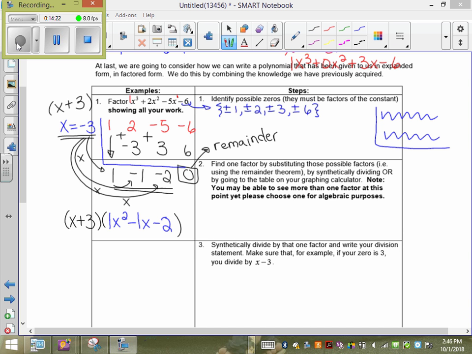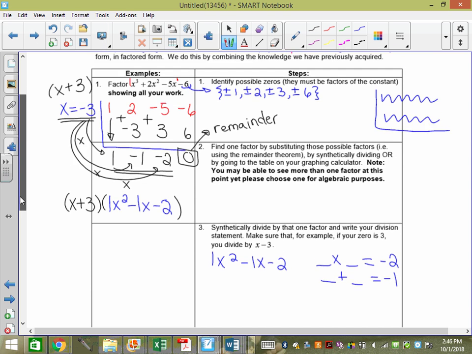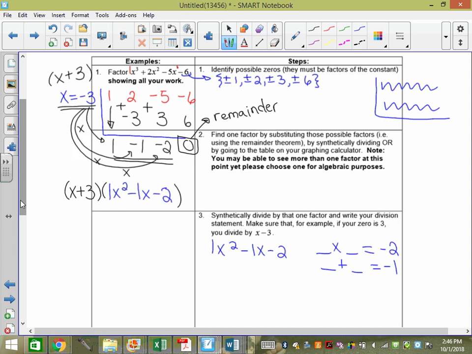Now are we fully factored? No, we have to factor this. So I'm going to do that right here. X squared minus 1x minus 2. So I say what times what gets me 1 times negative 2, which is negative 2. And what plus what equals my middle term, which is negative 1. What multiplies to give me negative 2 and adds to give me negative 1? Negative 2 and positive 1.